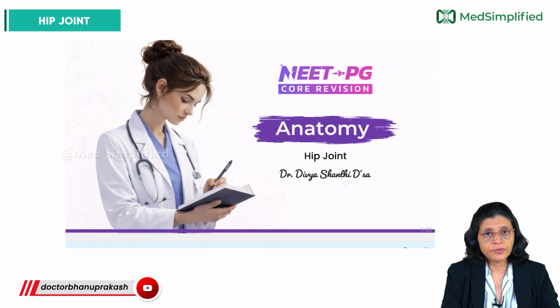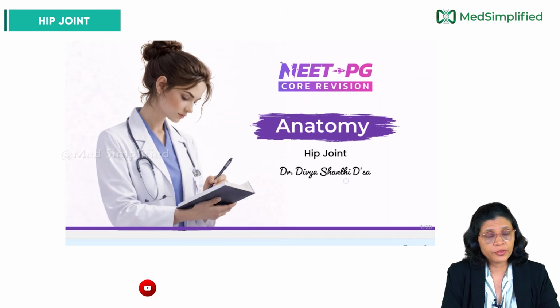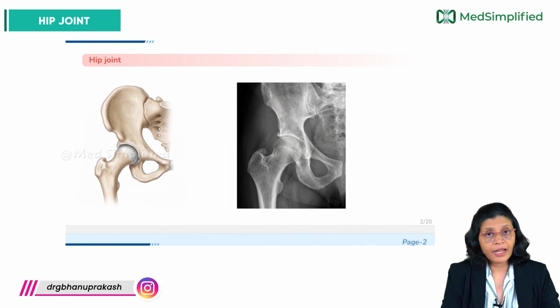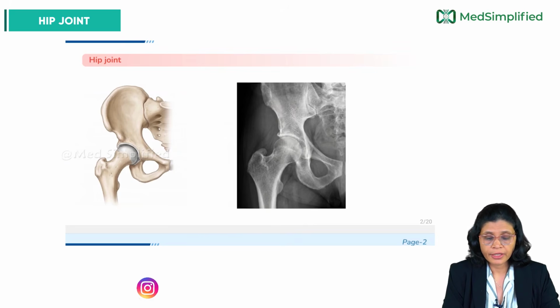In today's session, we are going to break down the anatomy of the hip joint into clear, high-yielding, exam-focused concepts. So let's get started. Now, the hip joint is the largest ball and socket joint in our body. It's a ball and socket type of synovial joint.